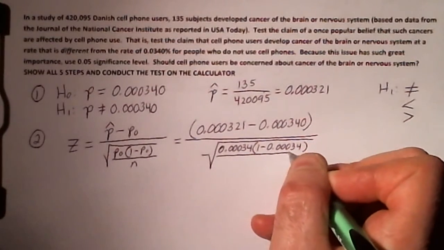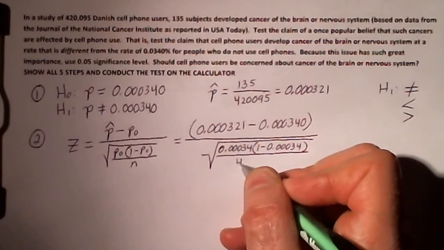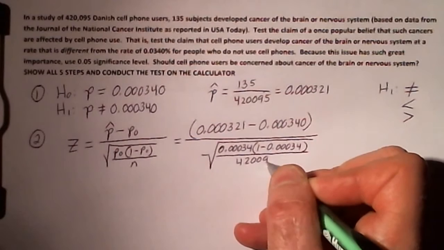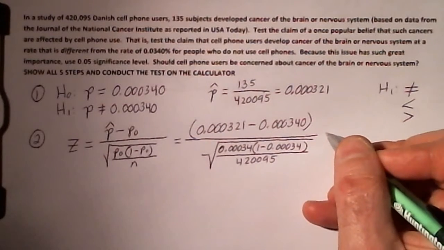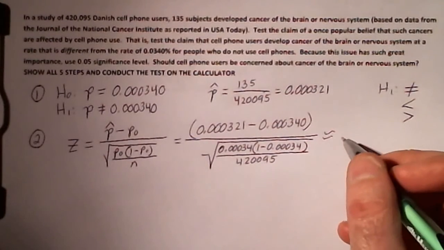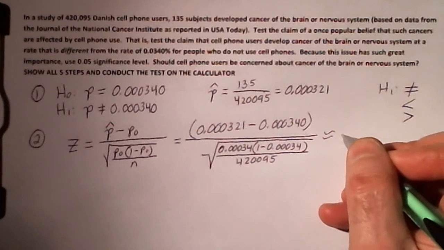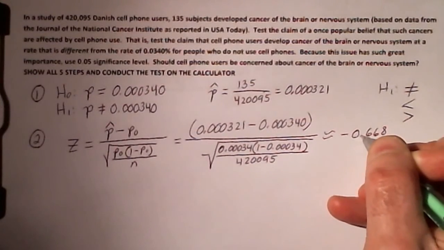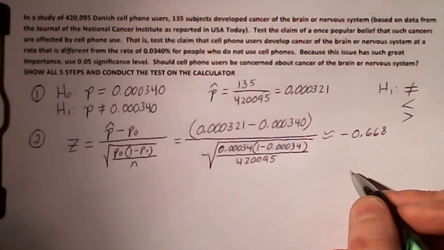And that's divided by the sample size, which is 420,095. When you crank this calculation out, you should come up with a test statistic which is about negative 0.668. Now, how do you type this calculation in on your calculator?